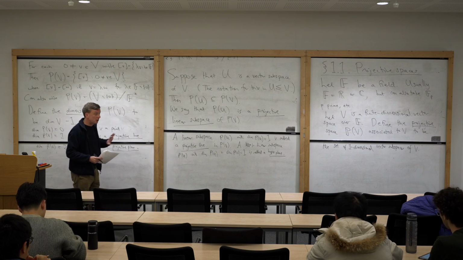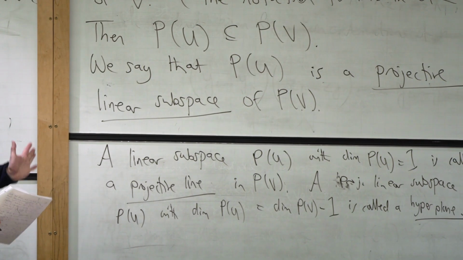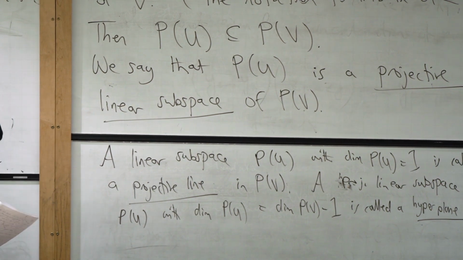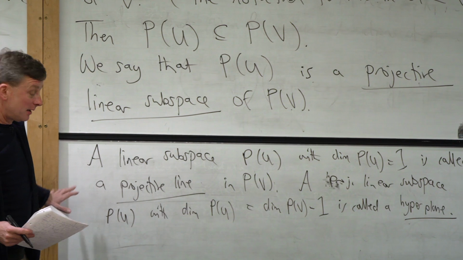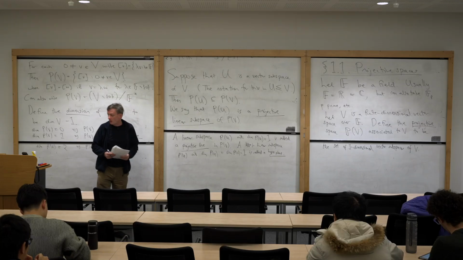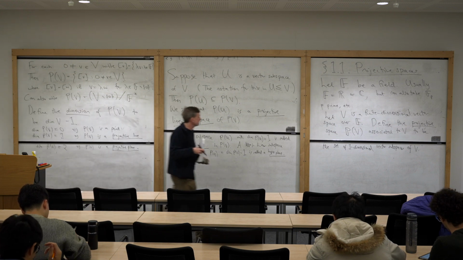Okay, so you should be seeing this as some kind of generalization of geometry in R2 and R3. In R2 and R3 we have notions of straight line. The projective lines in projective spaces are direct generalizations of lines in R2 and R3, as we'll see.